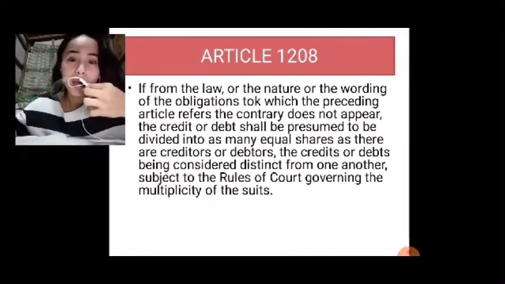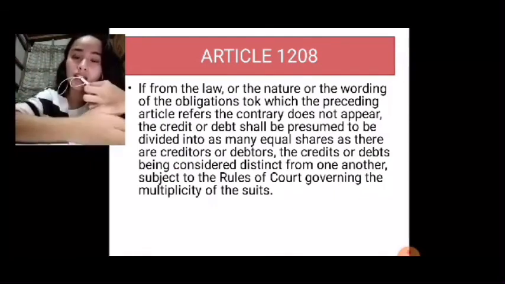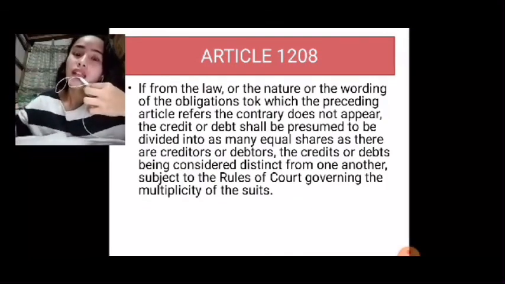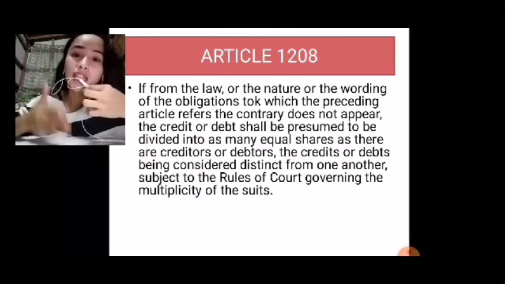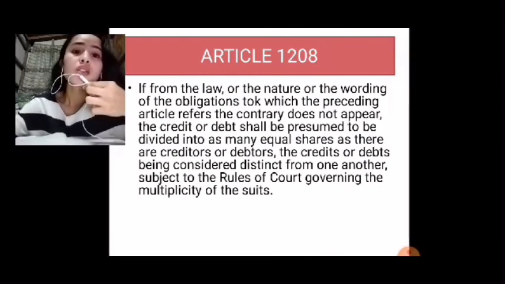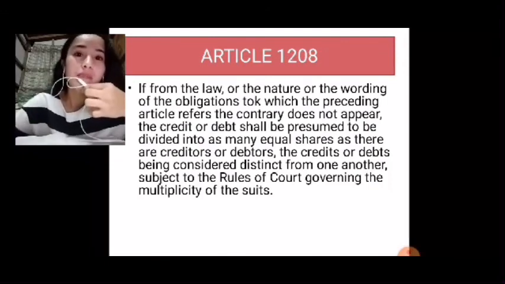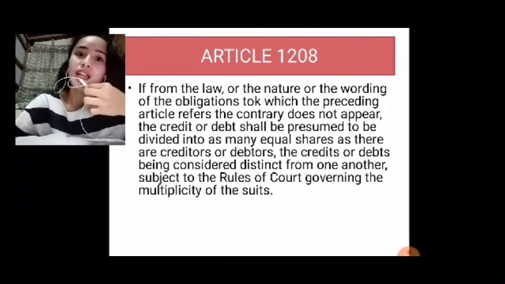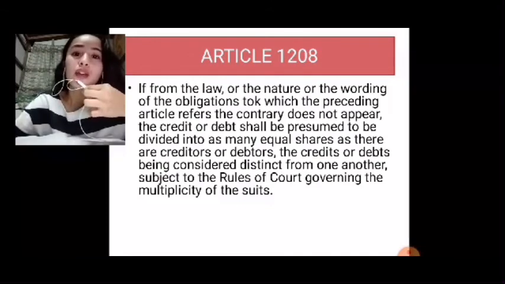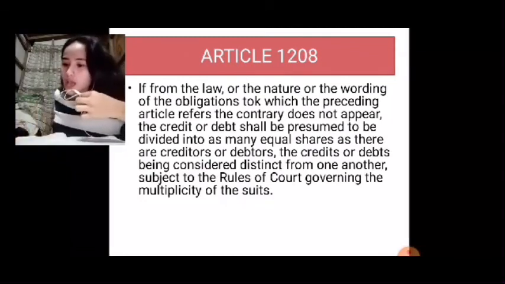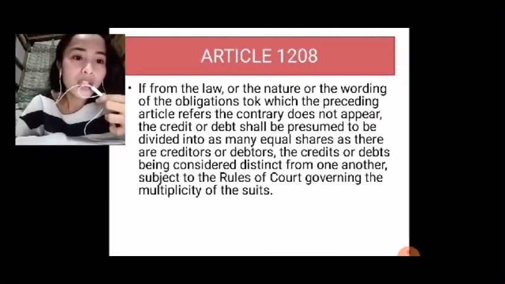And also, if the obligation does not state whether it is joint or solidary, like in our example where cat and dog are solidary or joint debtors, if it is not stated in the obligation, then the obligation is presumed to be joint. For example, cat and dog are bound to pay Aaron and Bay. Since it does not state whether solidary or joint, it is presumed to be a joint obligation.